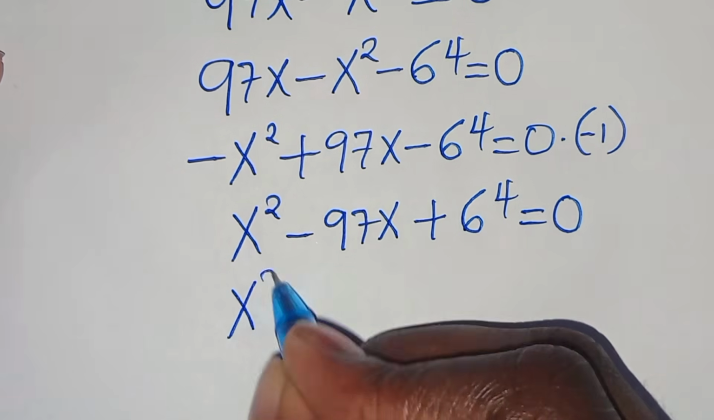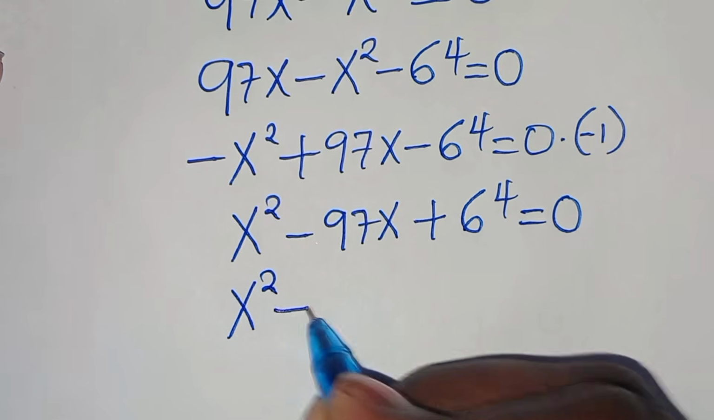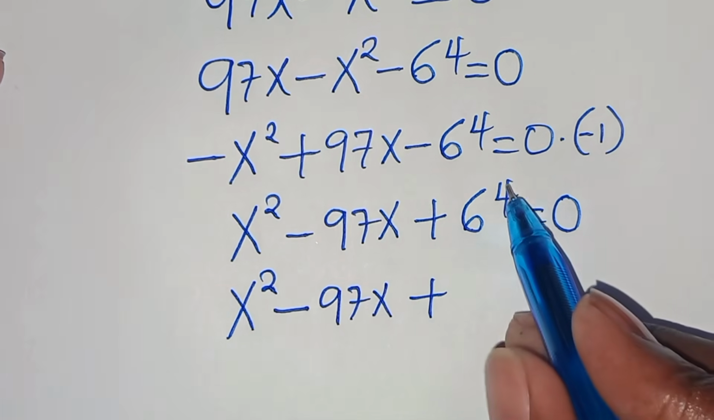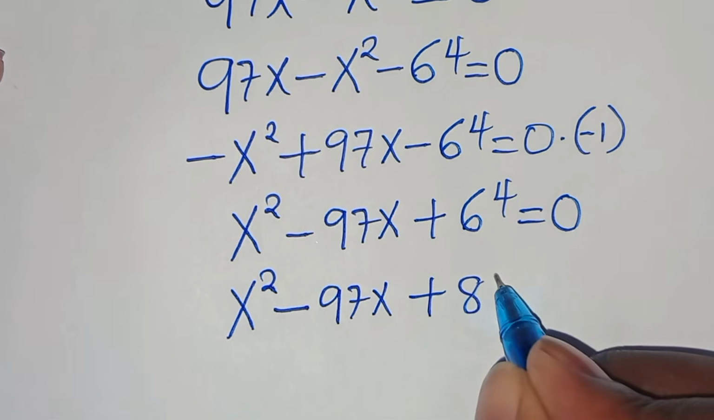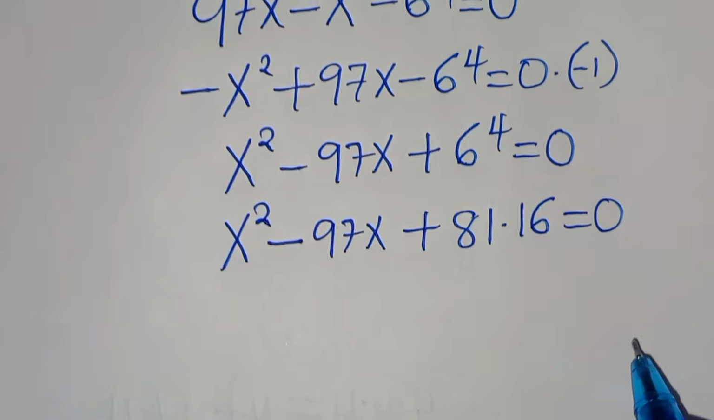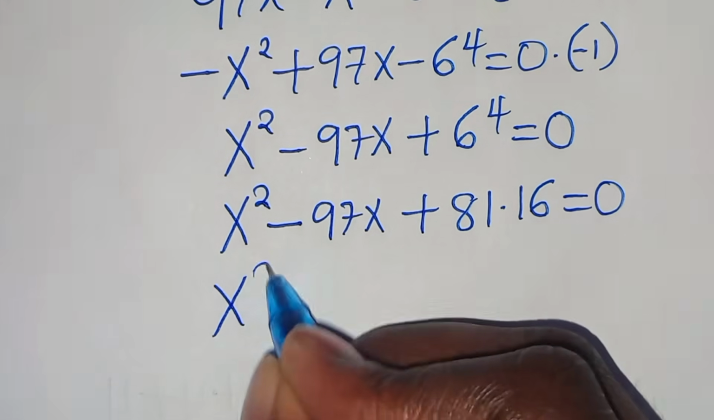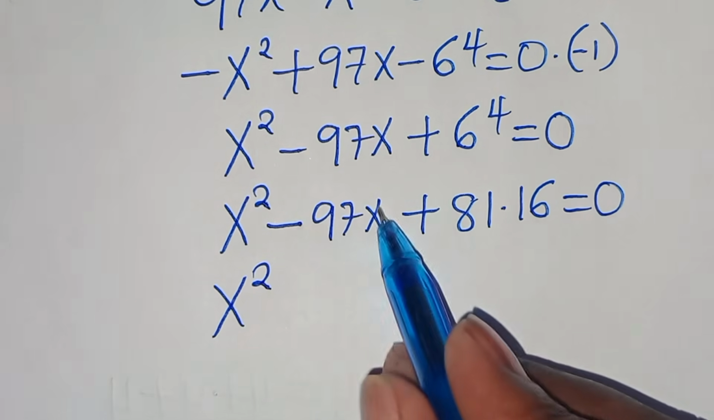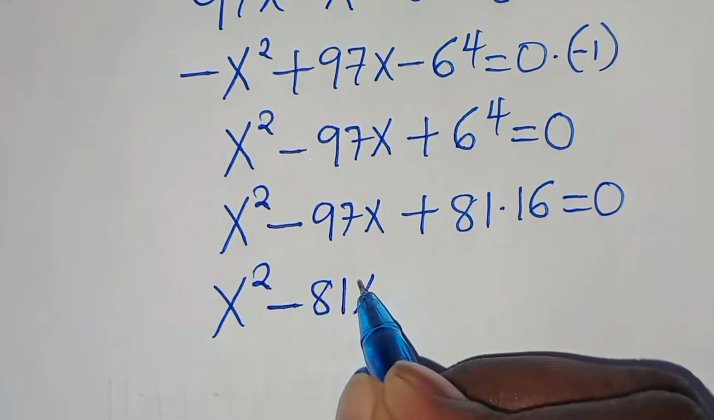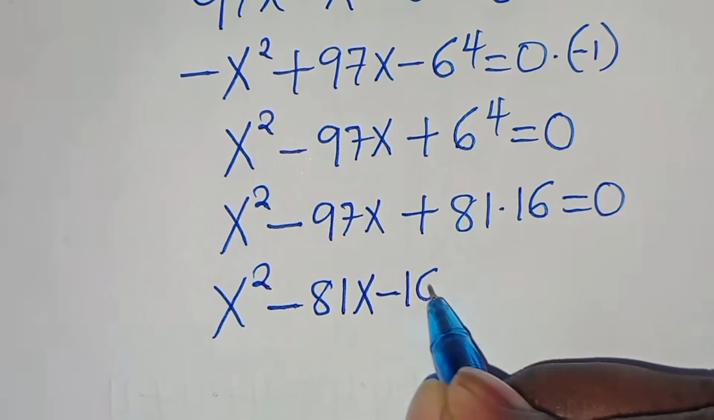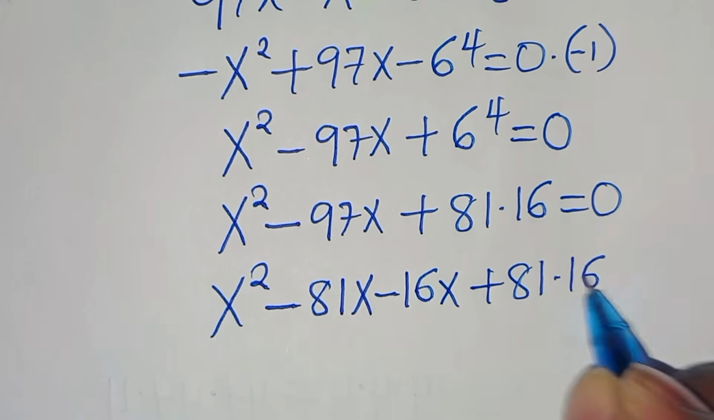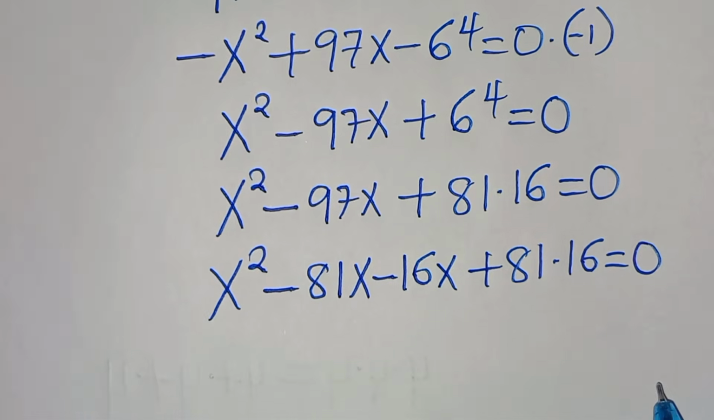We have x to the power of 2 minus 97x, then plus, we can express 6 to the power of 4 as 81 multiplied by 16, equal to 0. Now, this is x to the power of 2. We can express minus 97x as minus 81x minus 16x, then plus 81 multiplied by 16, equal to 0.